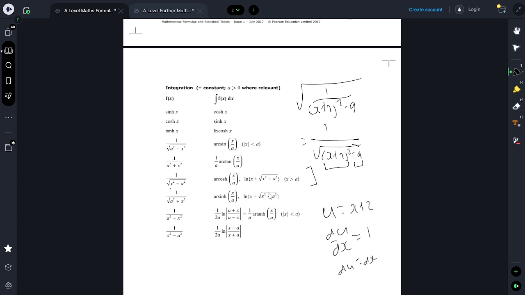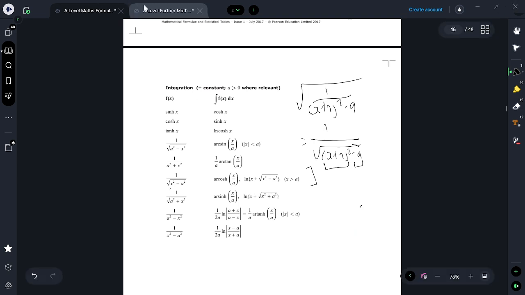It would just be 1 over root u squared minus 9. But that's exactly the same form. So with these integrals, you can literally replace x plus 2 as x here, and it'd be exactly as you'd expect because of that quick use of the substitution. But again, you should be quite familiar with that by now. But yeah, so that's the idea.